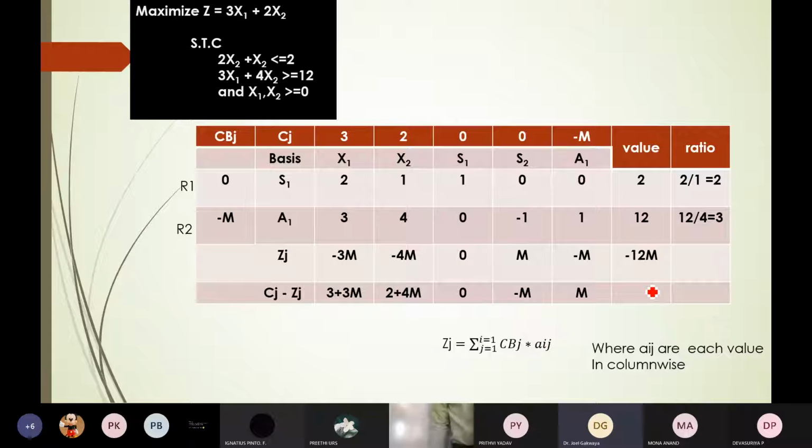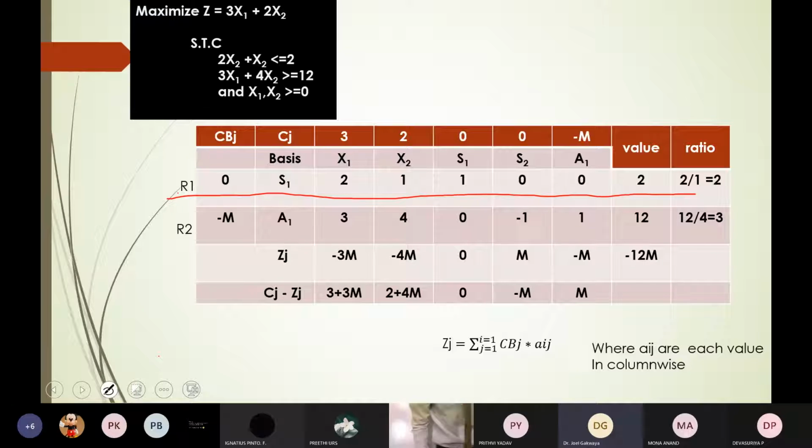So look at the table, how the table is being formulated. As you can see, the first column is CBj. What is CBj? CBj stands for coefficient of basic variable. And I mention R1 in order to tell you this is row 1. This is the entire row. These are the entire rows. This is row 1.